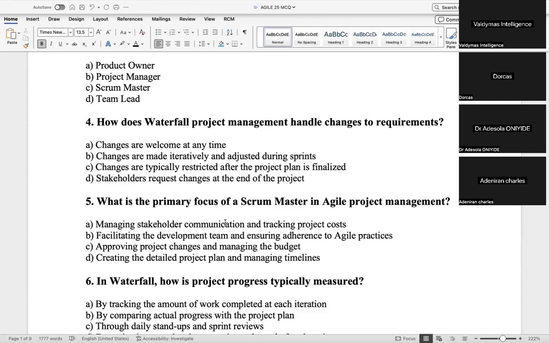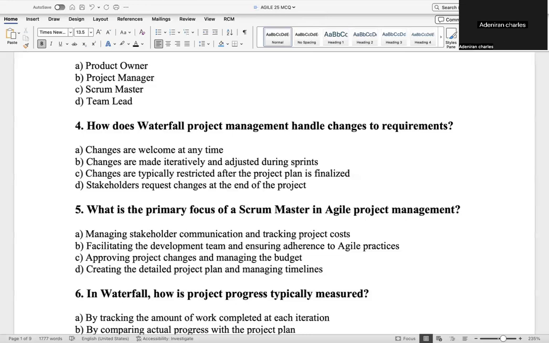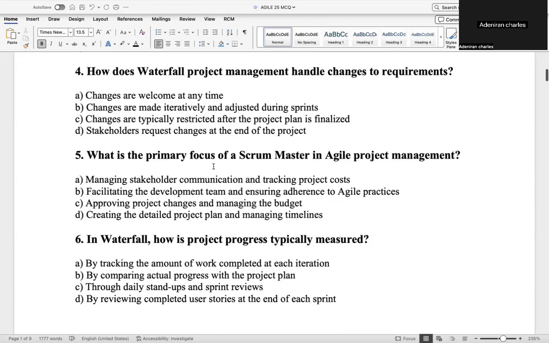It's better now. Okay. What's the primary focus of a Scrum Master in Agile project management? Managing stakeholders, facilitating development of the team and ensuring adherence to Agile practices, approving project changes and managing the budget, creating the detailed project plan and managing timeline. All of them seem to be the answer, but I'll go for B, facilitating development of the team and ensuring adherence to Agile practice. Why did you choose B?